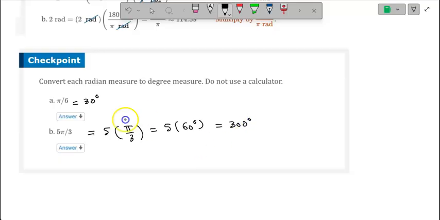Could you have done it with the other method? Yes. This is 5 pi over 3. So again, this is in radian here. So you want to cancel the radian, which is pi here and 180 here. And the pi and the pi cancel out. The unit radian cancels out. So you're going to have 180 divided by 3, which is 60. 60 times 5, 300 degrees. Okay.